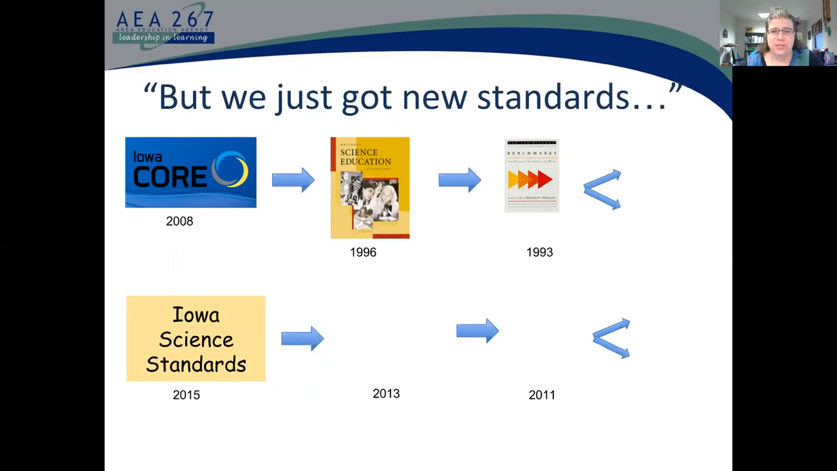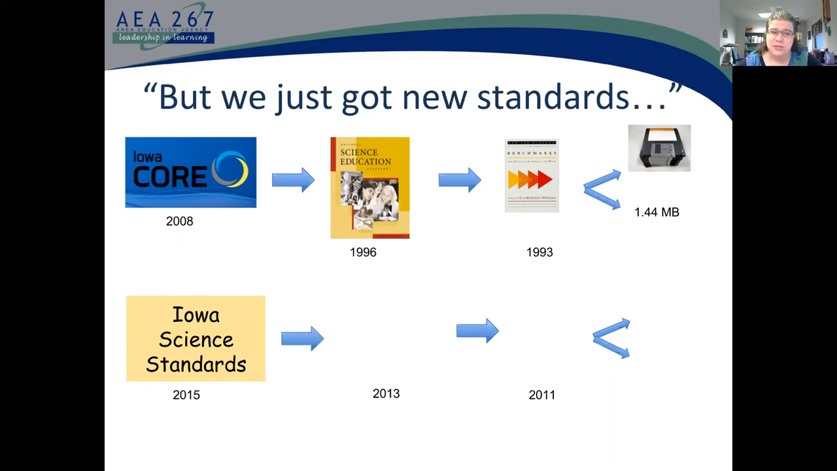Just to put that in reference for you, in 1993, we were using floppy disks to store our data, and those disks had a storage capacity of 1.44 megabytes. So we've come a long way since 1993, but yet that's where our Iowa Core Standards were based.